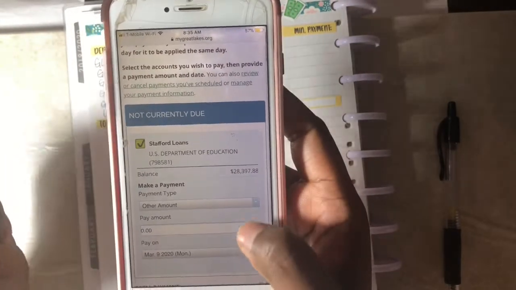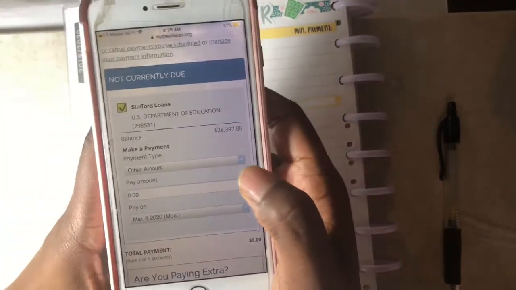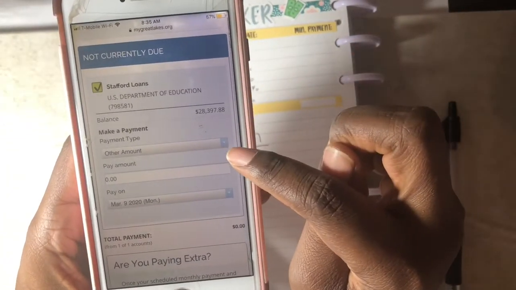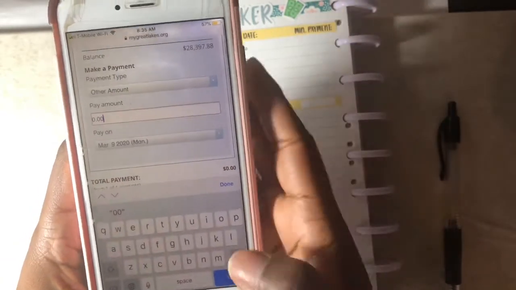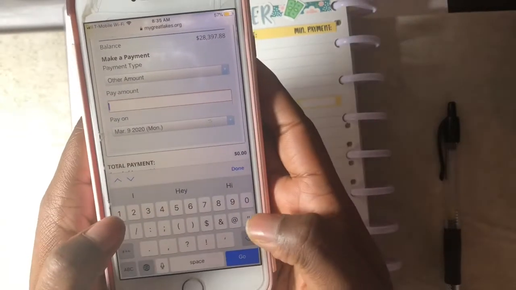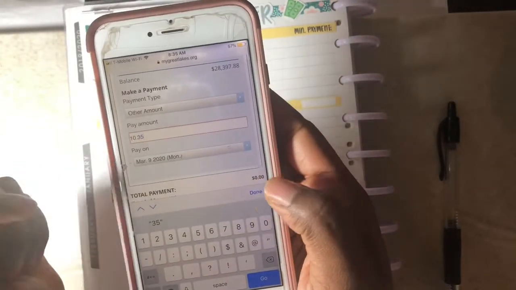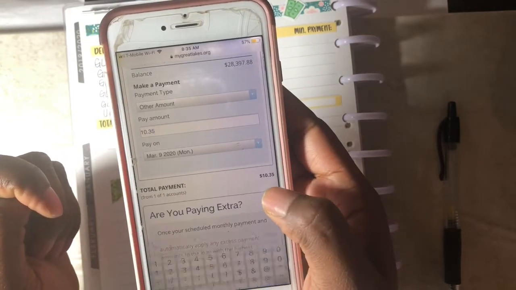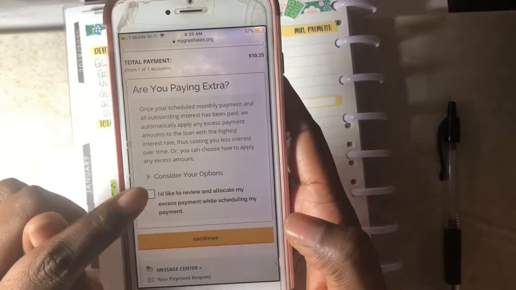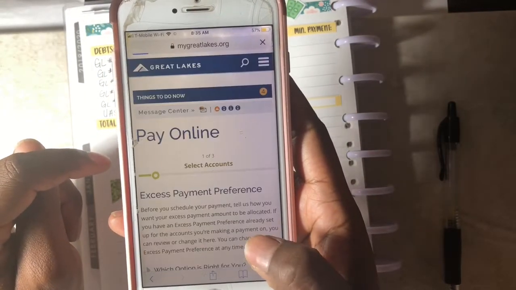All right, select my Stafford loans. These are the only loans I have with them, but they still want you to check that off. I'm going to leave this as other amount for payment type, and for payment amount, I'm going to type in $10.35, and it will pull for tomorrow on the next business day on March 9th. I'm going to select yes that I'm paying extra and hit continue.